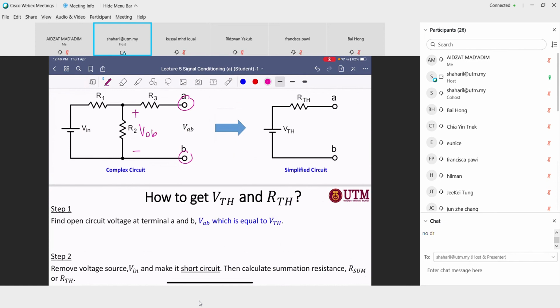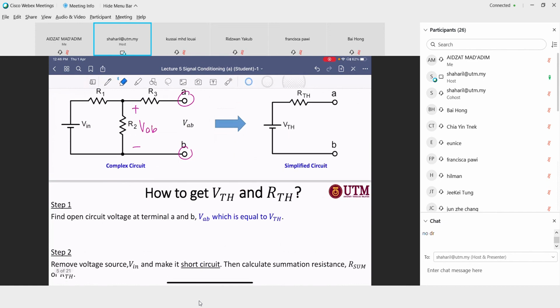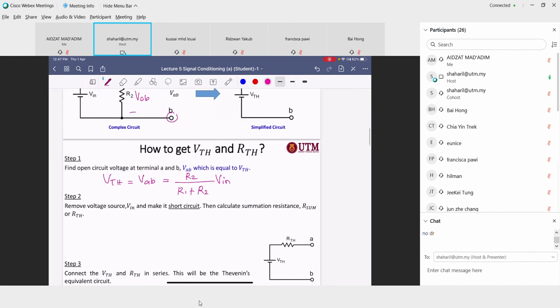So your Thevenin voltage is equal to VAB, which equals R2 divided by R1 plus R2, times Vin. This is the VTH, the Thevenin voltage. R2 divided by R1 plus R2 is the voltage divider concept. Hopefully you know about it.